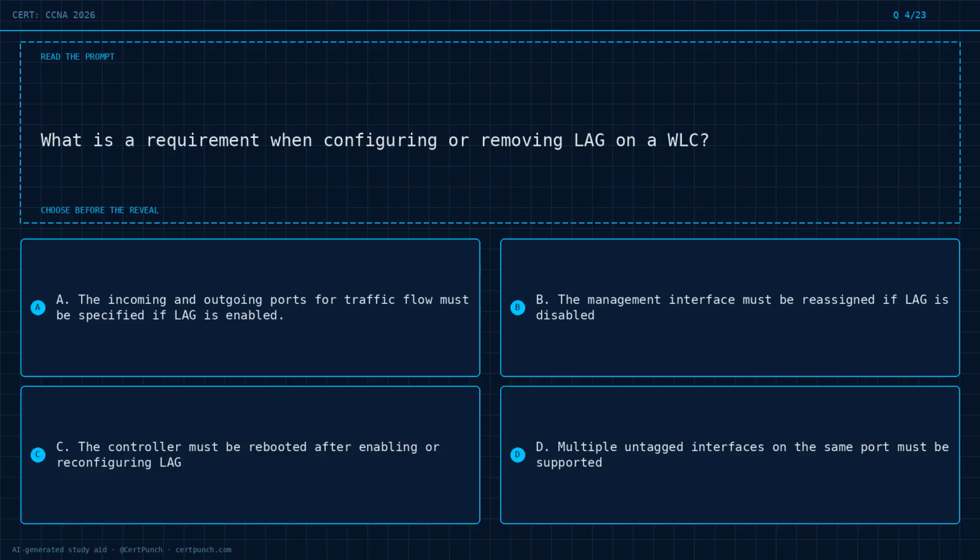Question 4 of 23. What is a requirement when configuring or removing LAG on a WLC? Option A. The incoming and outgoing ports for traffic flow must be specified if LAG is enabled. Option B. The management interface must be reassigned if LAG is disabled. Option C. The controller must be rebooted after enabling or reconfiguring LAG. Option D. Multiple untagged interfaces on the same port must be supported. Make the call before the reveal. Hold the line on it. The answer is Option C.